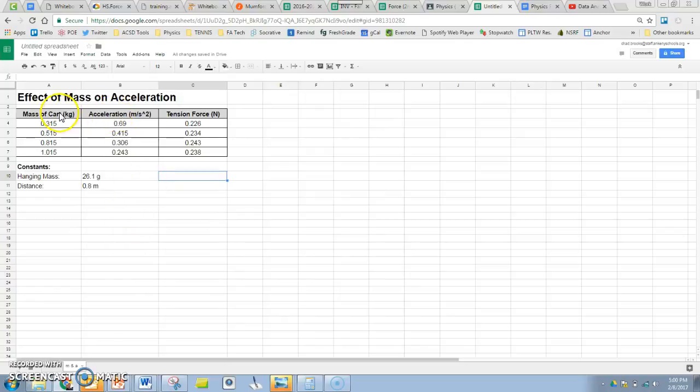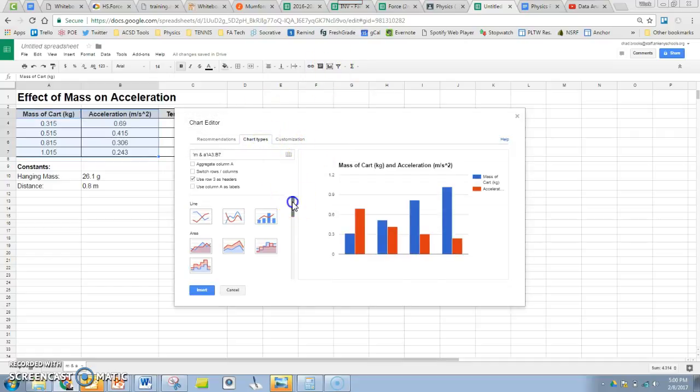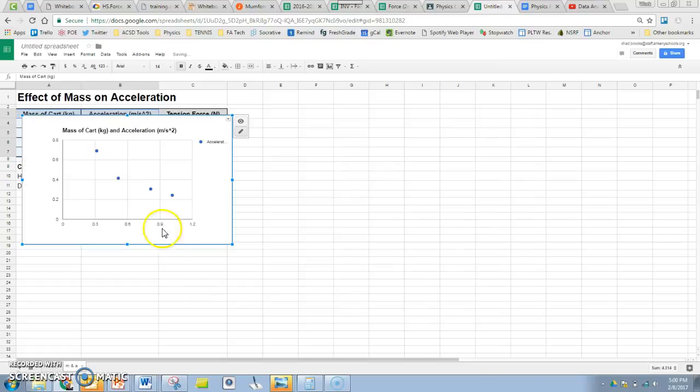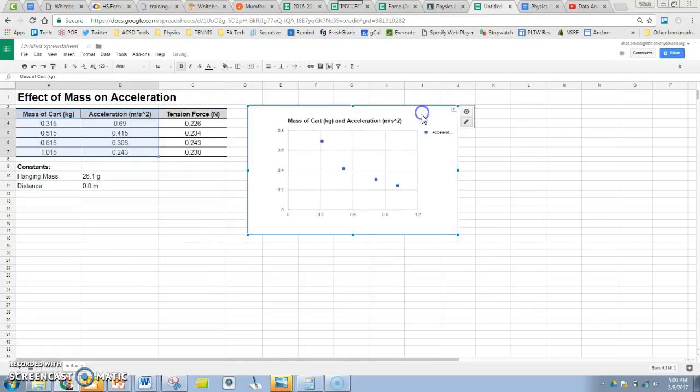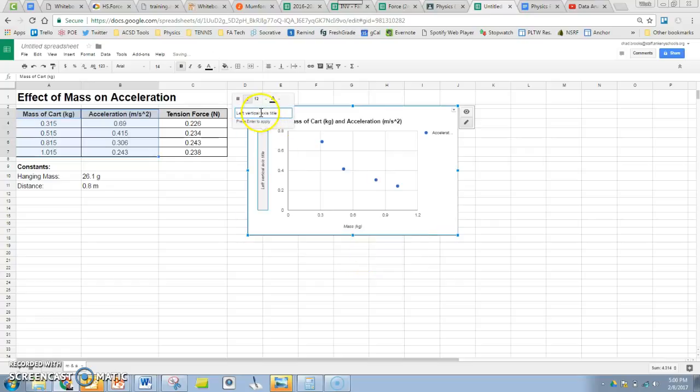All right, so I want to graph mass versus acceleration. So we'll insert a chart quickly here. We're going to use a scatter plot again. That gets us that. On our x-axis, our independent variable is mass. Mass, and we chose units of kilograms because kilograms are really the base unit for mass. And the vertical axis, that's going to be acceleration.